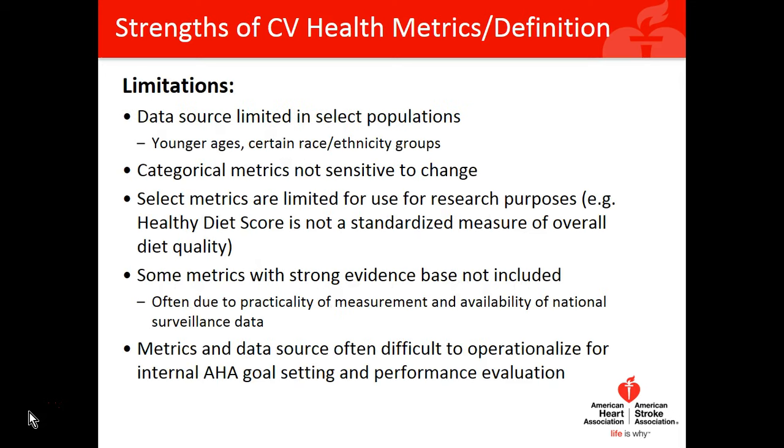Now, there are some limitations that should be noted, particularly that have been brought to our attention since release of the goals and the metrics for cardiovascular health, that are going to be important to consider for the 2030 committee as we move forward. First, there's been a lot of discussion about how the data sources that have been used to monitor cardiovascular health are limited in select populations. We're using the National Health and Nutrition Examination Survey data, which I'll get to in a minute, talking about which data sources we use and how we use them. But the data sources that we use are limited with regard to younger ages and certain race ethnicity groups.